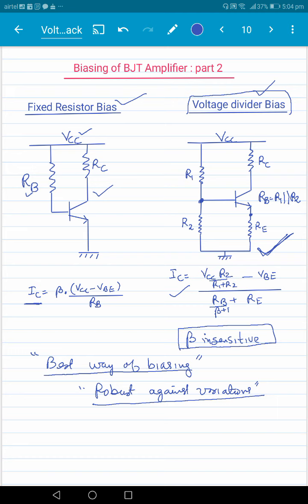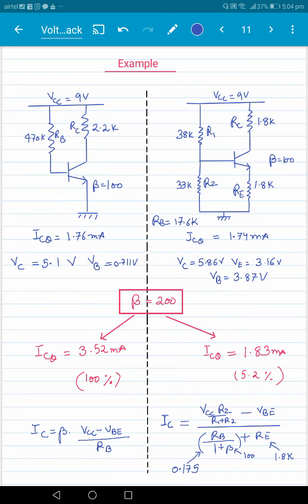All right, so just to remind, beta sensitivity can be understood from this particular set of calculations. So when you take beta of 100, this particular circuit is designed to give you 1.76 milliamperes here. And the other circuit here, the voltage divider bias, is also designed to give almost the same value of ICQ here, 1.74 milliamperes. And for the rest of the parameters you can see here, VE is 3.16 and VB is 3.87 and VC is here. The other details are given here.